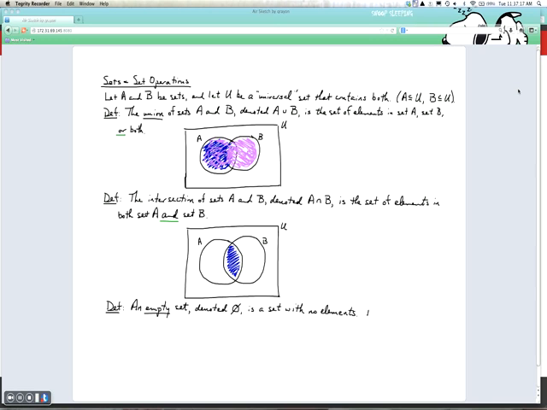Okay. If A intersect B is the empty set, okay, that means there's nothing in this middle region right here, then we say that A and B are disjoint.